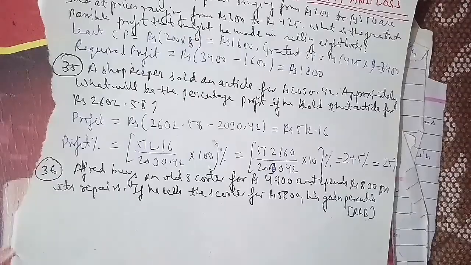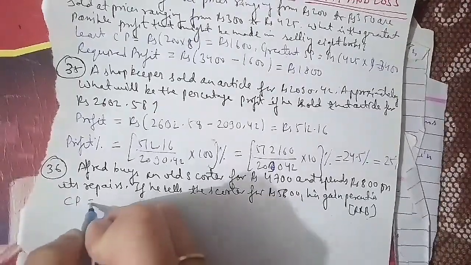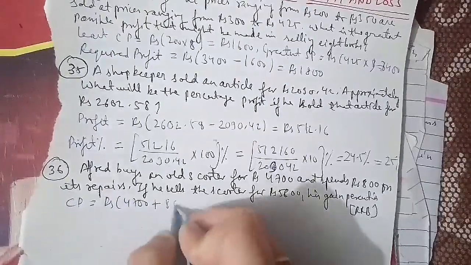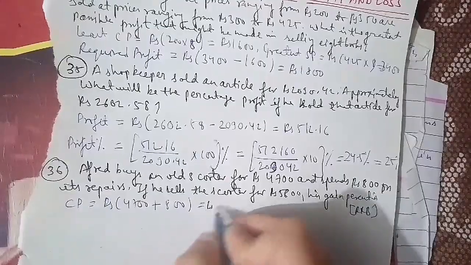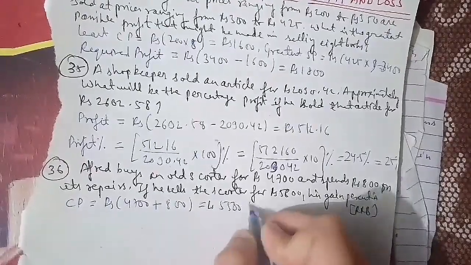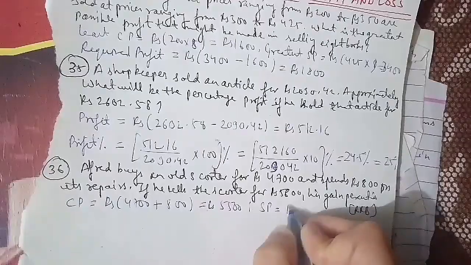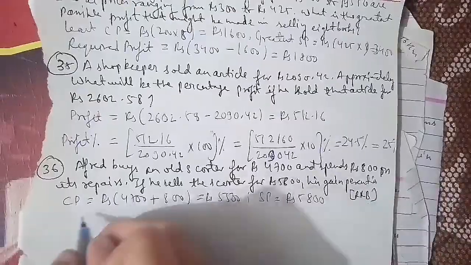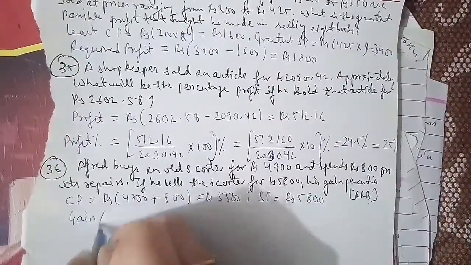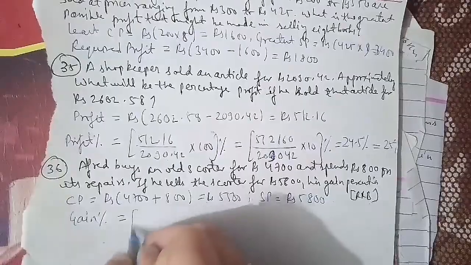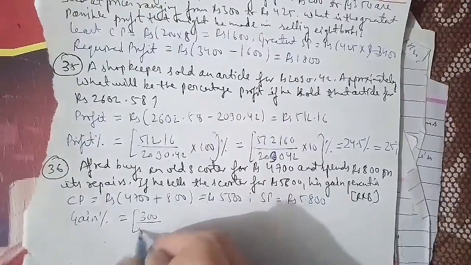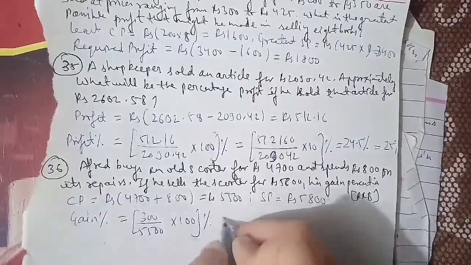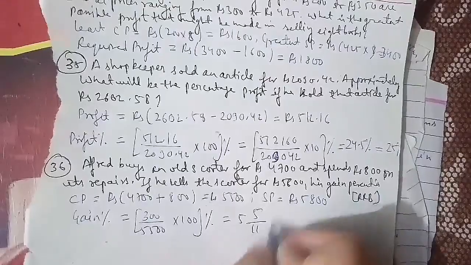CP, we'll find it out. CP is equal to rupees 4,700 plus 800, which is equal to rupees 5,500. SP is equal to rupees 5,800, and gain percent we will find out: equals 300 upon 5,500 into 100%, which is equal to 5 by 11%.